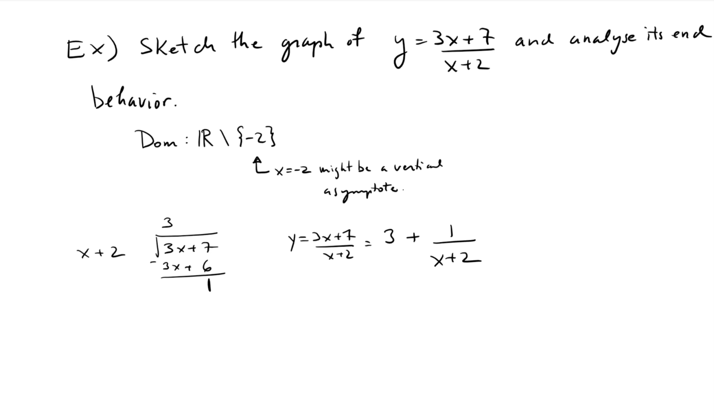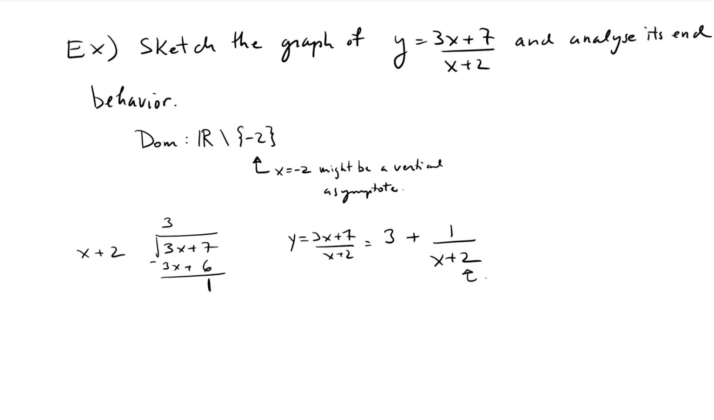1 over x plus 2. Having it written down like that, it's going to be easier to see how that's actually a transformation of the toolkit function 1 over x. So I'll let you do that. Think about how this is a transformation of the function 1 over x. Pause and come back.